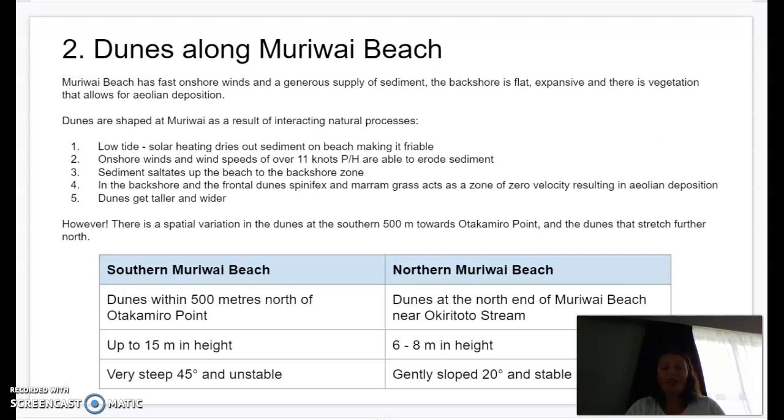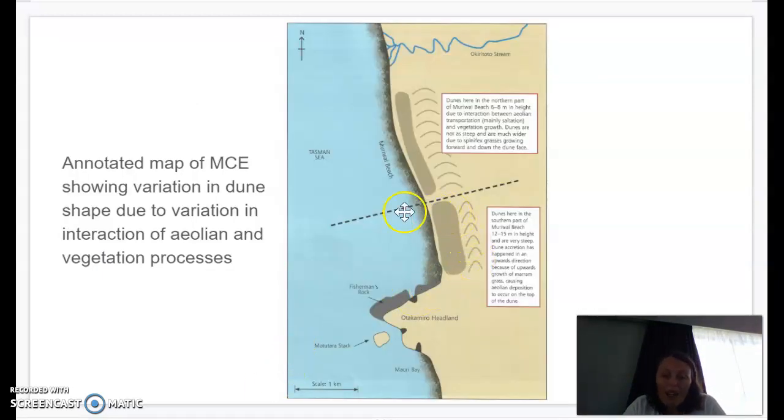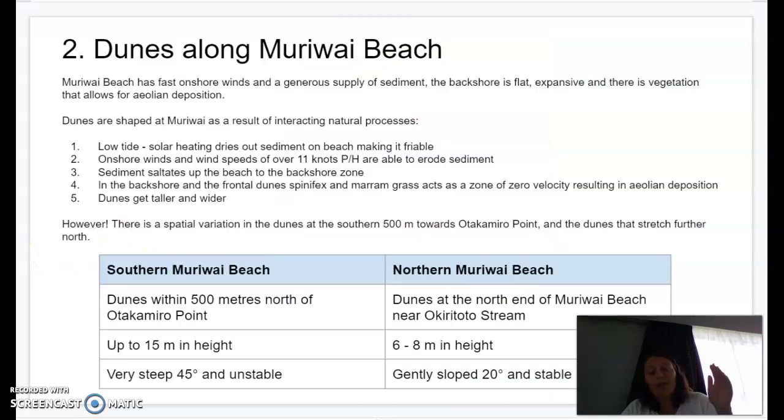Rightio, so let's have a look at Muriwai Beach itself. In the southern end of Muriwai Beach, we have really steep sand dunes within the first 500 meters of the beach. So if we have a look here, in this area, we've got really tall, steep sand dunes, and that comes back to a couple of things which we're going to look at in the next couple of slides, but namely the planting of the grasses and also that longshore drift again.